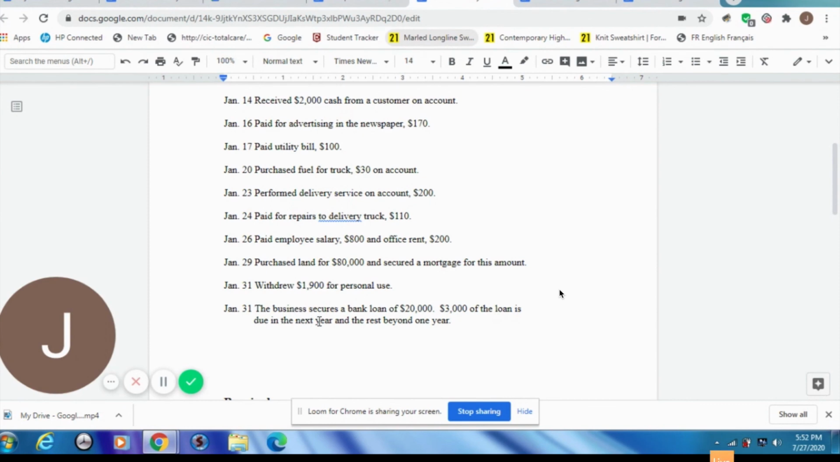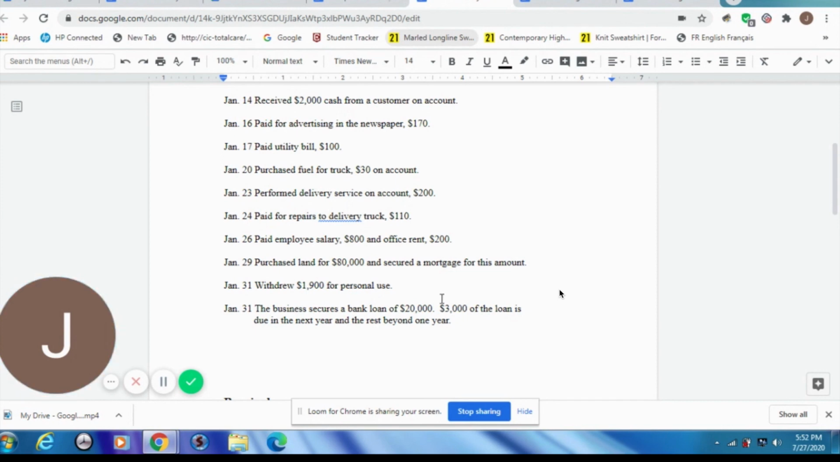It says the business secures a bank loan of $20,000. Okay, so we got a bank loan. We take on a loan from a bank for $20,000. It says that $3,000 of the loan is due in the next year, and the rest is beyond 1 year. So they're telling us that in the next year, of that $20,000 that we've borrowed, $3,000 has to be paid back in the next year. The other $17,000 is due back beyond a year.